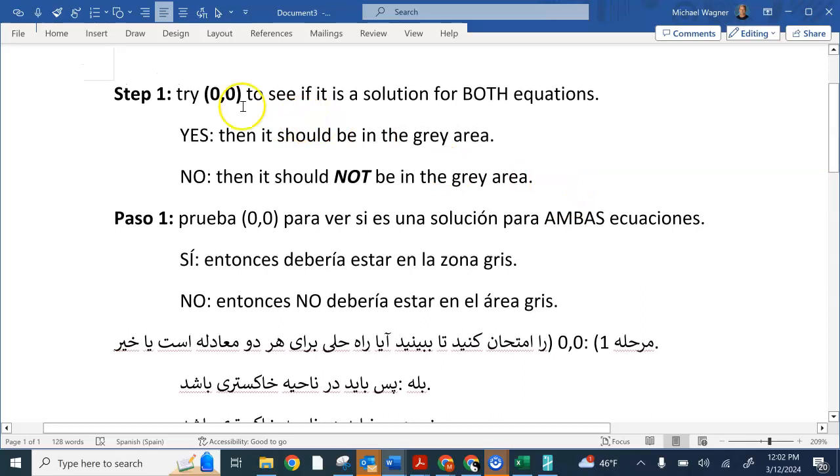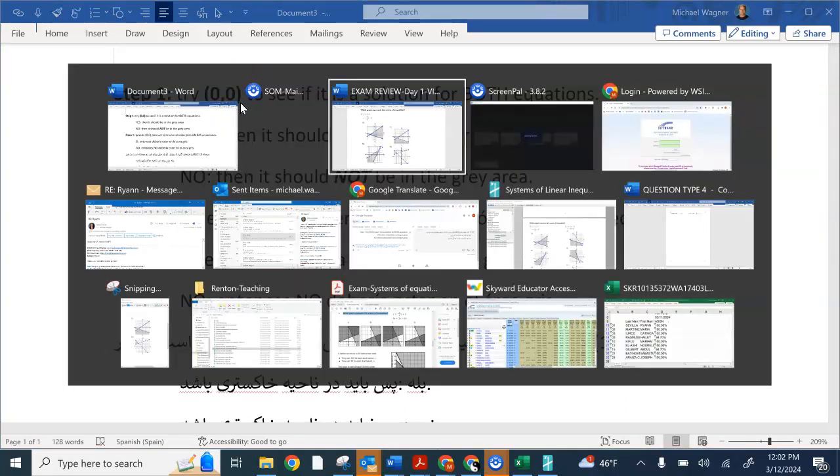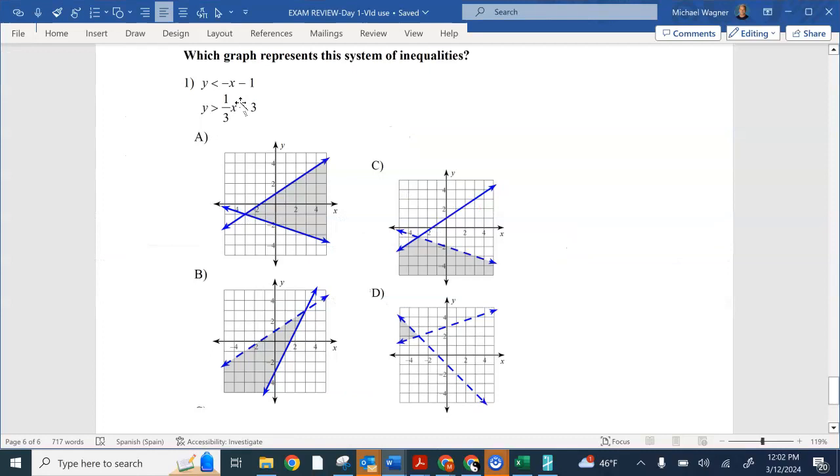Okay, so the first thing we're going to do is try 0, 0 to see if it's the solution for both equations. So I'm going to go back over here and take 0 and put it there, and 0 there, and see if it's true. So 0 less than 0 times negative x, that's still 0, minus 1. So is 0 less than negative 1? No, it's not. So that means it's not a solution to these equations right here.